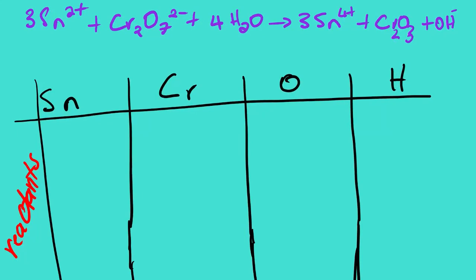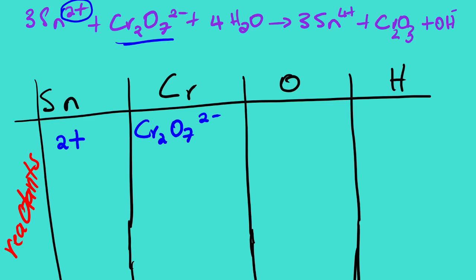Okay, from here let us look at the oxidation numbers of each element in this chemical reaction. Now let us look at tin, Sn. We can see that on the reactant the oxidation number is 2+. Then we look at dichromate. We need to work out the oxidation number of Cr in this molecule. Now we have Cr2O7 2-.